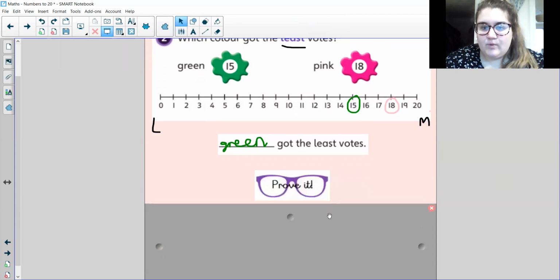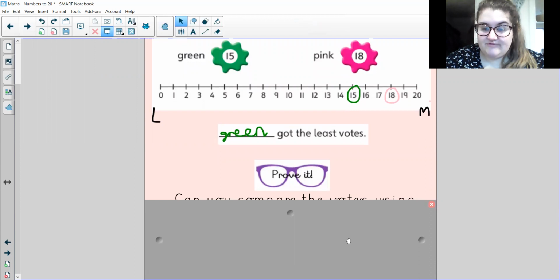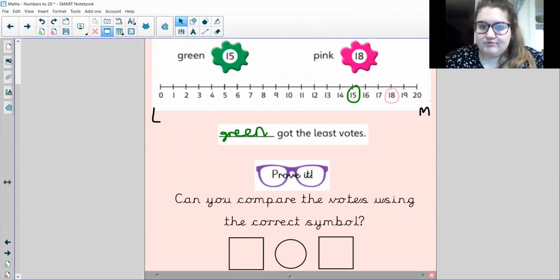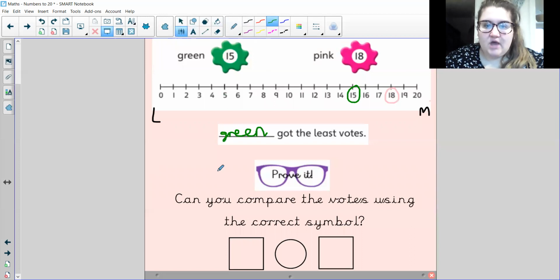And I've got a feeling we're going to be asked to prove it. So pop on those Prove It glasses. Here we go, let's prove it. Can you compare the number of votes using the correct symbol? So green got 15 votes, okay? And pink, I might write it in purple just because the pink's not very bright, and pink got 18 votes.